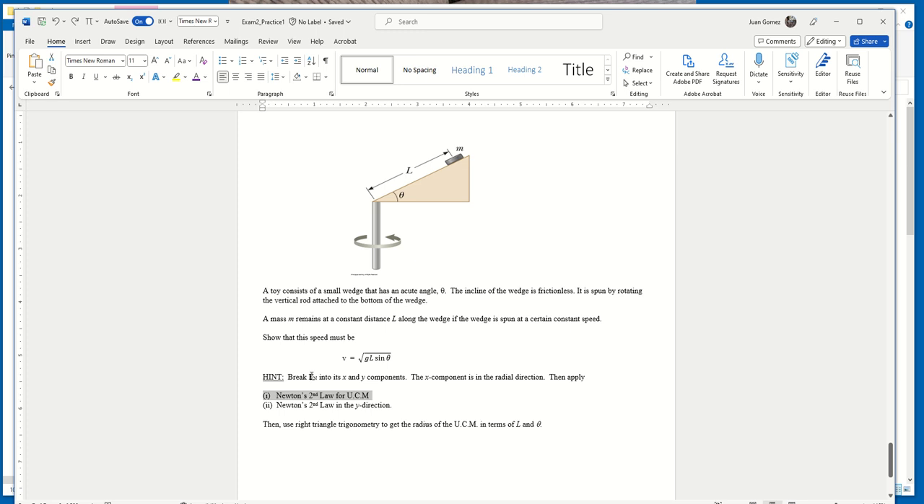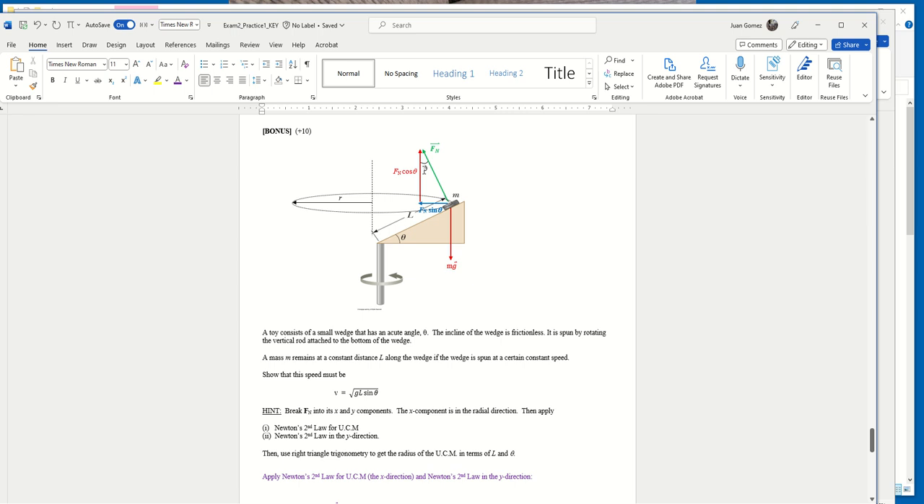We'll break Fn into its x and y components. And let's remember, this mass M looks like a little tiny hockey puck or coin or whatever. But that mass M is what's undergoing the UCM. As you spin the wedge, that mass will be undergoing UCM in a horizontal circle. Let's look at the solution.